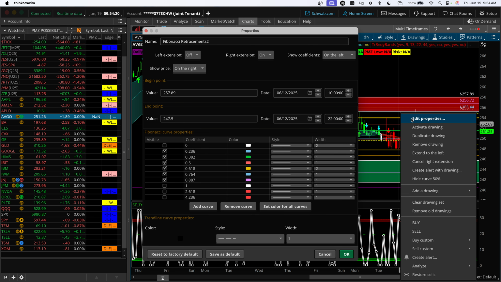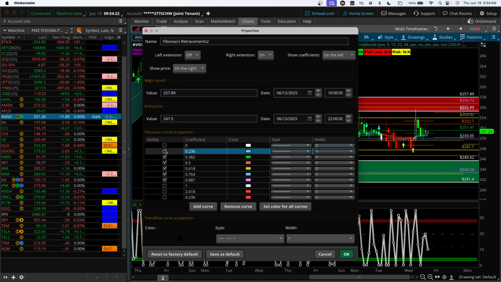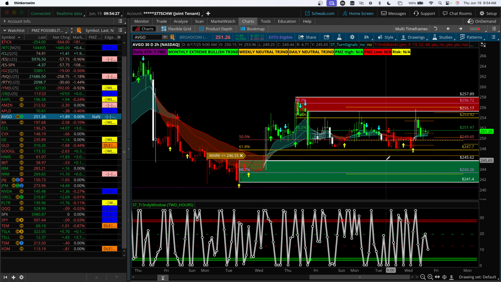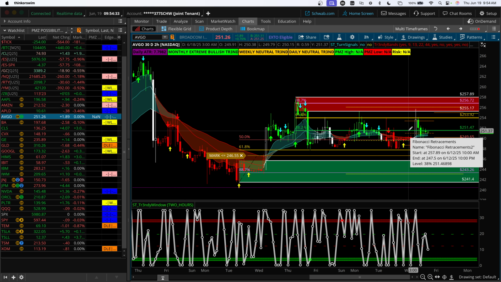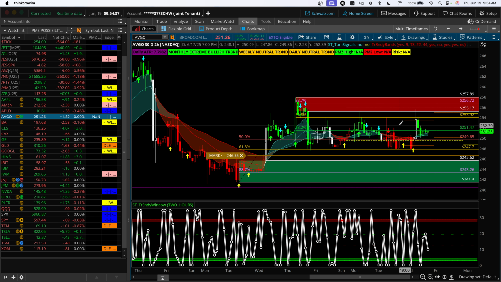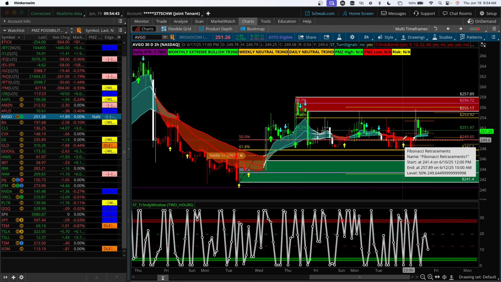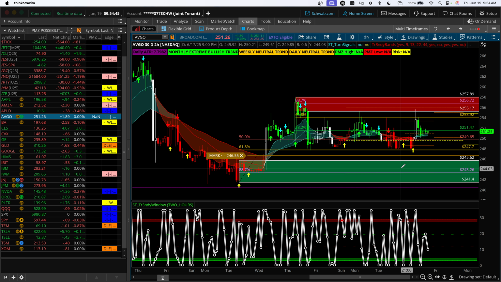So I'm going to go ahead and remove the other Fibonacci levels that are showing on the chart. So now I have both trim levels to the upside if price breaks above the PMZ on June 18th. These are my trim levels. This is my target. For the downside, I also have trim levels on the way to my target.